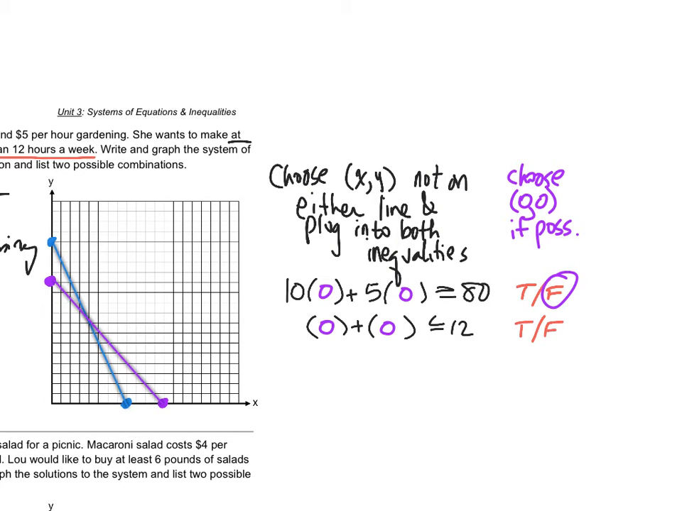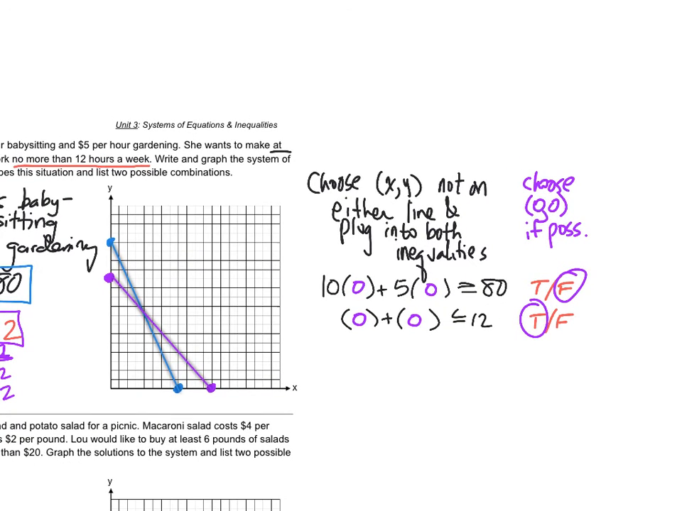0 plus 0, 0, is that less than or equal to 12? Yeah. So it's a true sentence. All right, so bless you. This is the part where we have to make a determination of, okay, well, what did we do this for? If it's a true sentence, you shade in the direction of that coordinate. If it's not, you shade away from that coordinate.